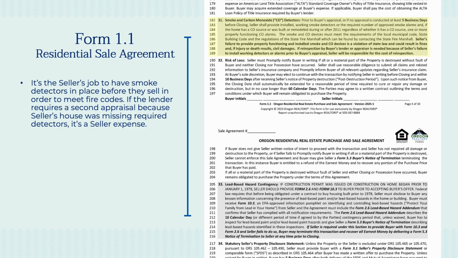If that second appraisal creates a cost for the buyer, that is at the seller's expense. The seller, by signing this contract, agrees that they will pay for the cost of that reinspection or that secondary appraisal that has to happen as a result of essentially seller's house being non-compliant with state law.